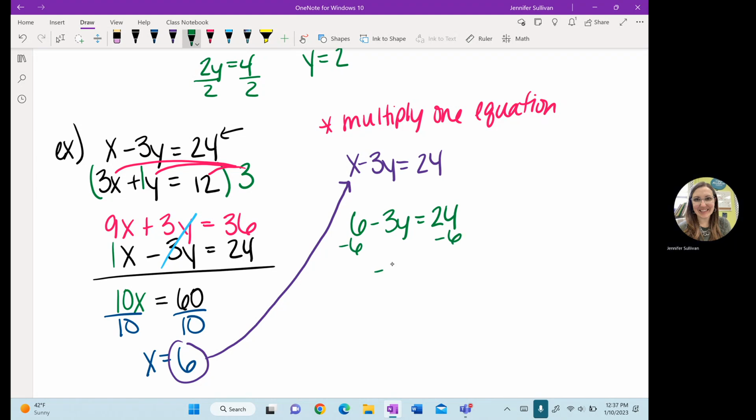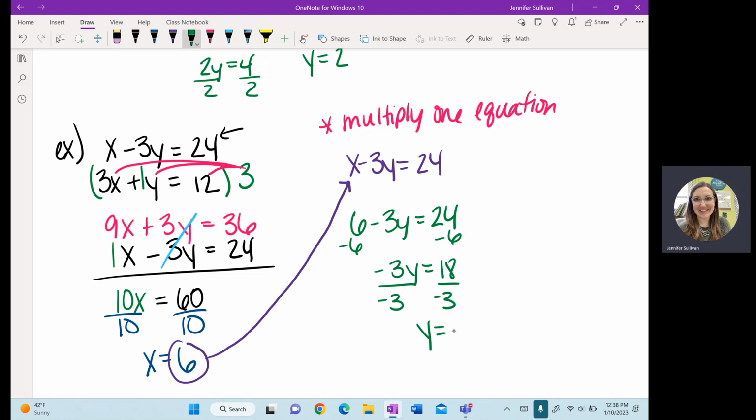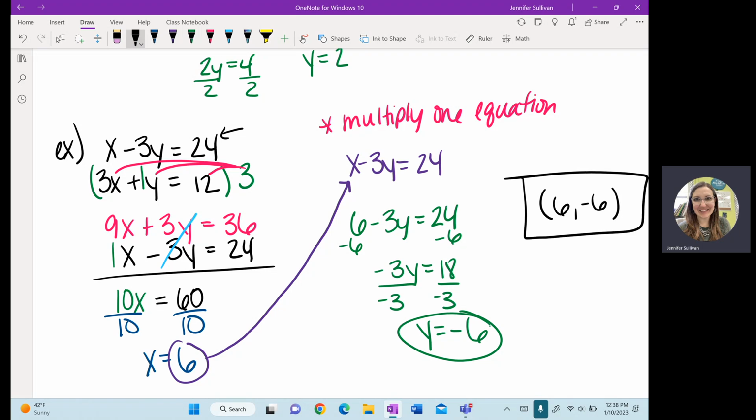Subtract the 6. And then divide by negative 3. So y equals negative 6. Now, this is not my answer. I cannot leave it just like that because my answer to a system is always a point. So I need to write it in the form of my x comma y. This is my answer. Well, now there's one more way that these problems can get a little bit trickier.